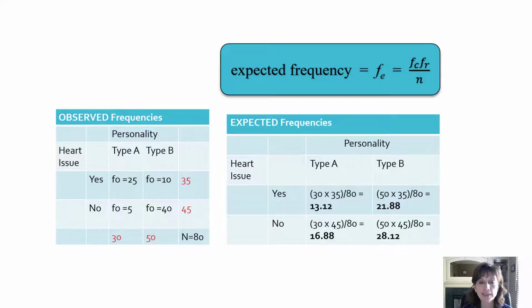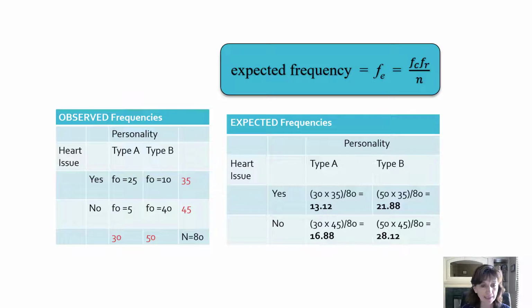What you can see is I have 4 cells. One cell is type A, yes, they have a heart issue. 25 people are in that particular cell. Type B, having a heart issue, 10 people are in that cell. For being type A and not having a heart issue, 5 people are in that cell. And then finally, for being type B and not having a heart issue, 40 people are in that cell. Those are what are known as my observed frequencies. That's my data.